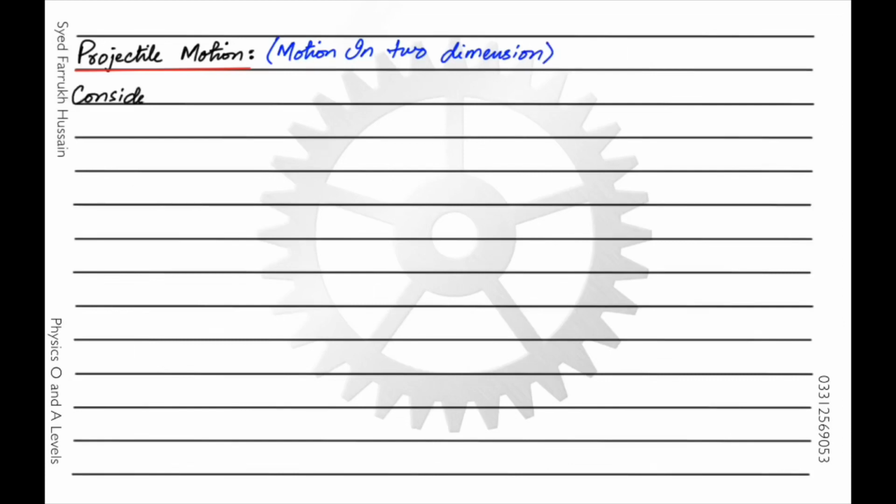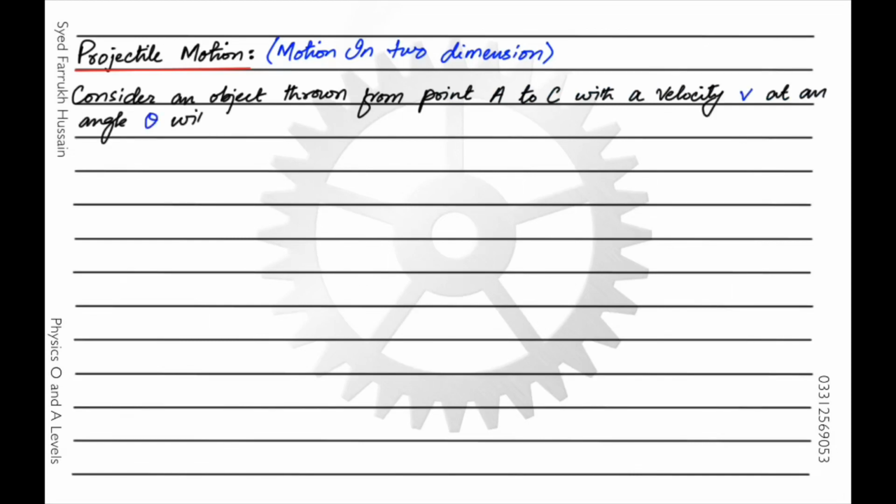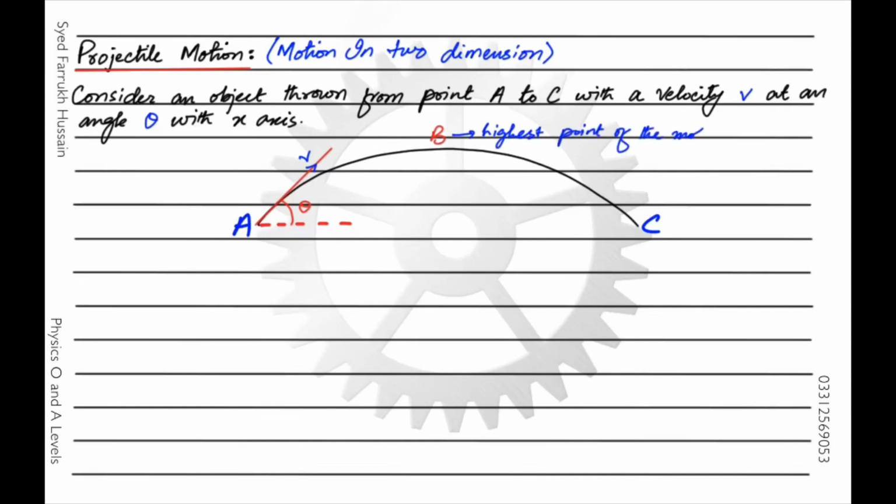and it moves to point C, and the trajectory of the motion of the object from A to C is actually given by this black line from A to C. The velocity by which the ball is actually kicked is V, which is tangent to the path of the ball, and it is making angle theta with the x-axis. Now B is actually the highest point of the motion.